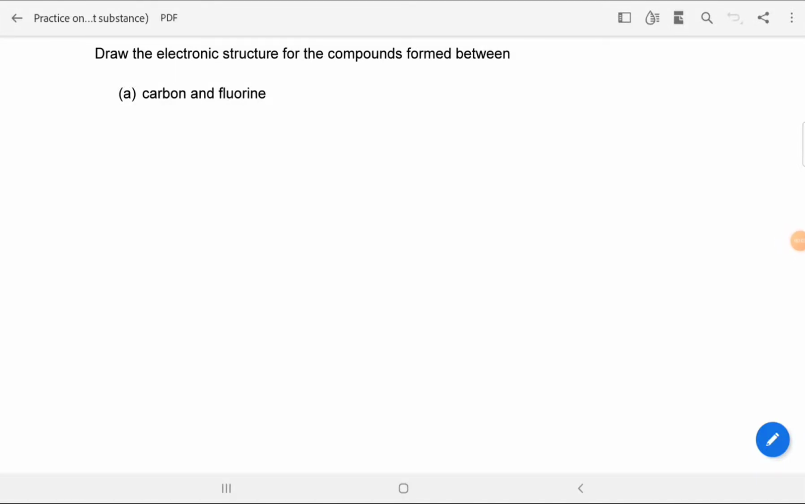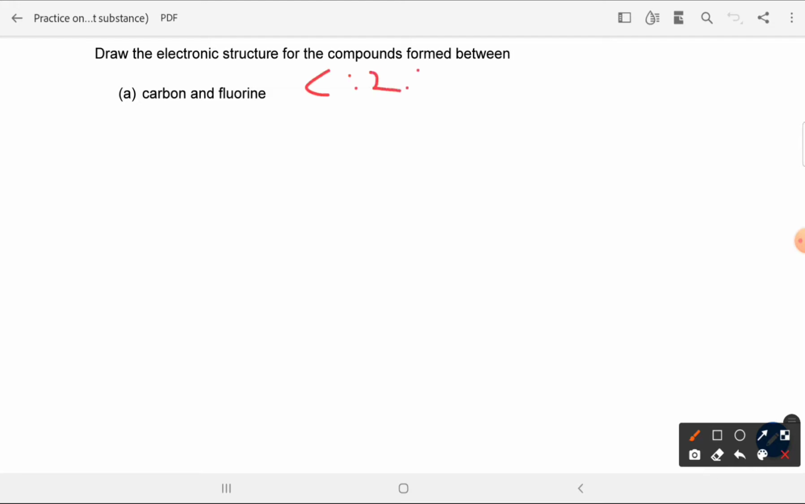Guys, in this video I'm going to show you the steps in drawing the dot and cross diagram for covalent substances. Let's look at the first example, carbon and fluorine. So first of all, both carbon and fluorine are non-metals, so they will chemically combine through sharing of electrons to form covalent compound. Before you draw the dot and cross diagram, it's always good to write down the electronic configuration.